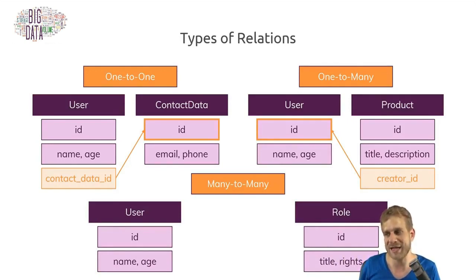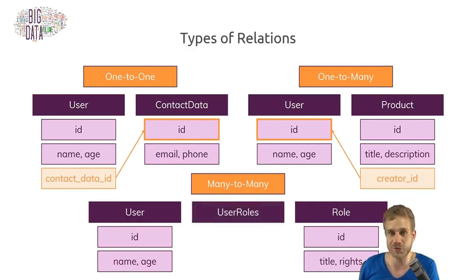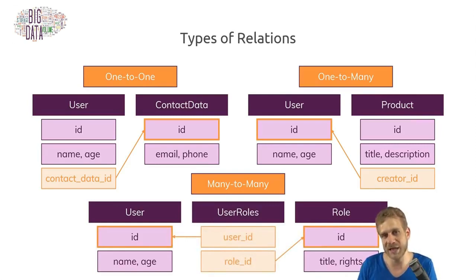And since we can't predict how many roles a user will have and how many users a role will be assigned to, we add an extra table in between, the user roles table. This table has a user ID and a role ID field, and therefore it creates as many connections as we need. That's a many-to-many relation. So you can learn way more about that, and further links can be found in the video description.